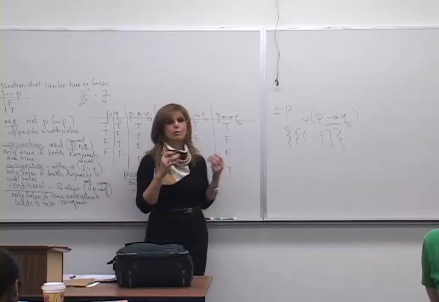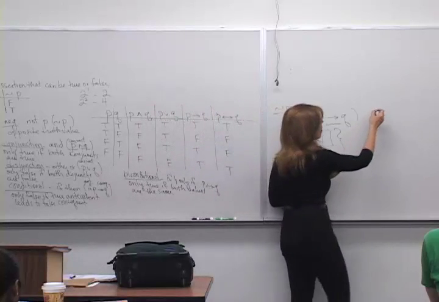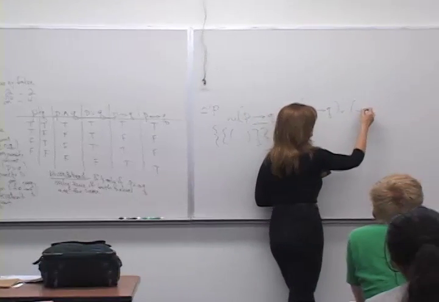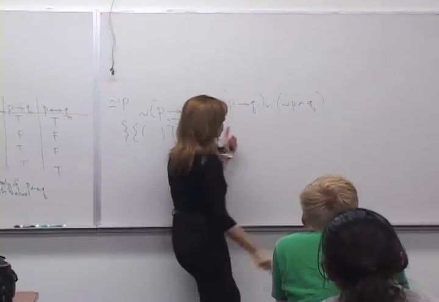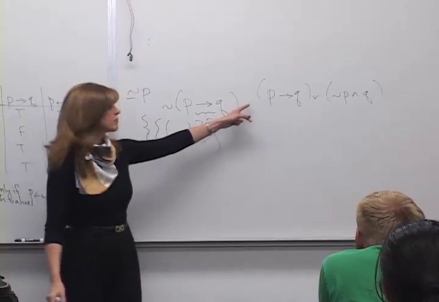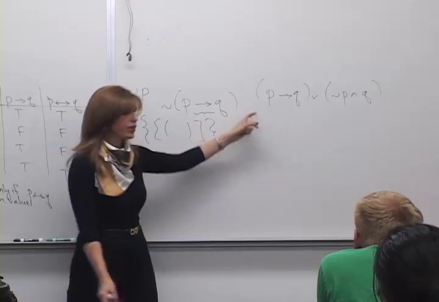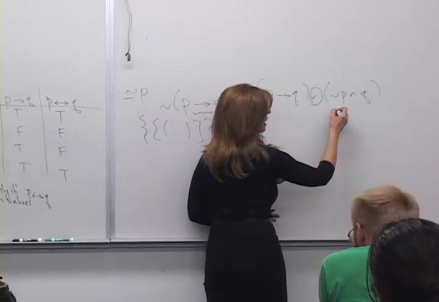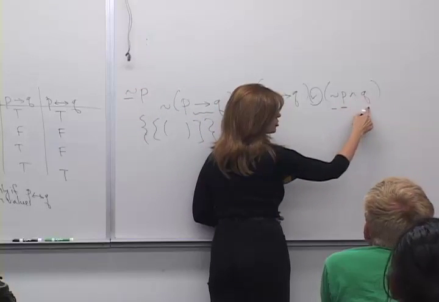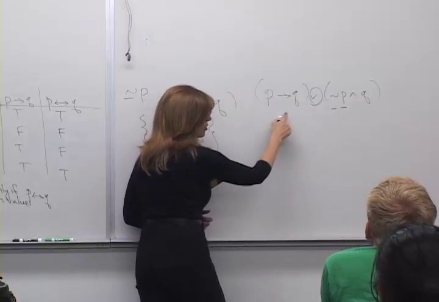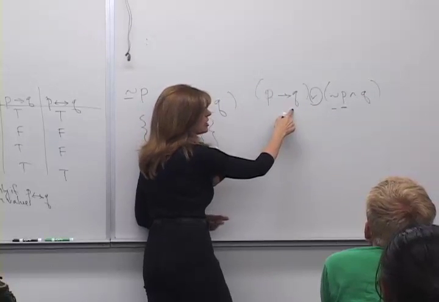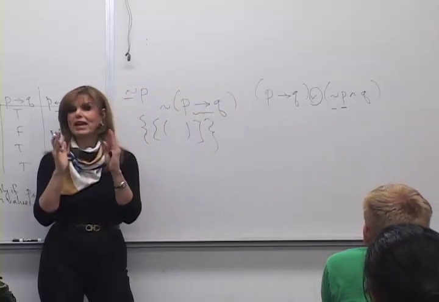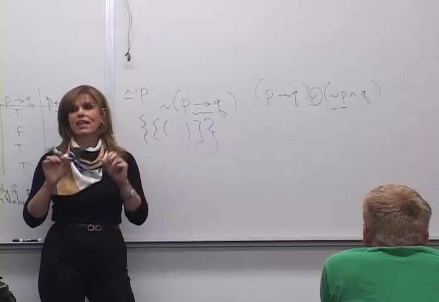So let me give you a couple of examples for you to identify the main connector. If I tell you, if P then Q, or not P and Q, what's the main connective here? Or. Very good. It's or. So basically this is telling you: take P, negate it. Then do the operation of conjunction with Q. Take P and do the operation of condition with Q. Then take those answers and do the operation of or. So the main connective is the last operation that you do.